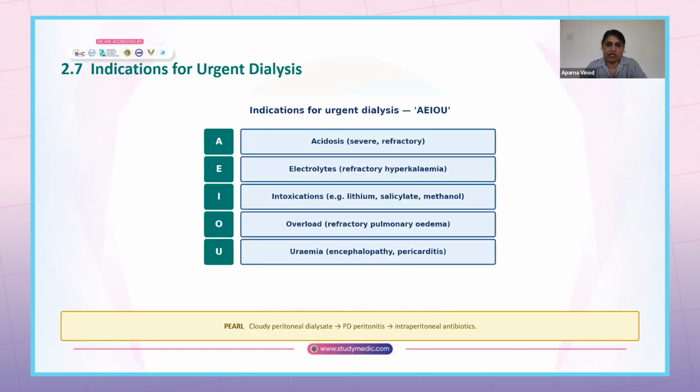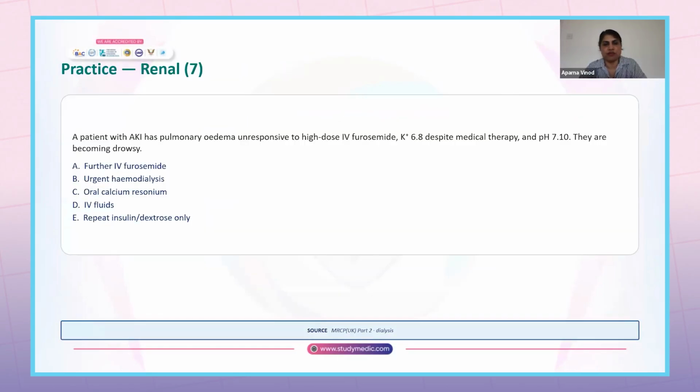So this is a table showing indications for urgent dialysis. Like I said, it is A, E, I, O, U, the vowels. A is for acidosis, which is severe and refractory. Electrolytes, which is refractory hyperkalemia. You are treating hyperkalemia, in spite of which it is not going down. The levels are not falling. Intoxications like lithium, salicylate, methanol. Overload, which is causing refractory pulmonary edema. And uremia, which is resulting in encephalopathy and pericarditis.